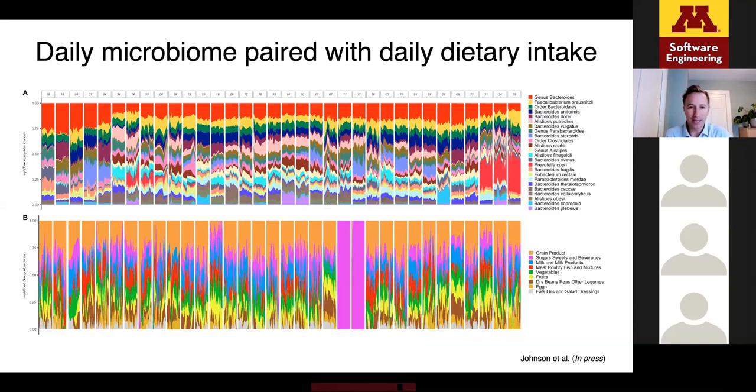And then we collected their diet. Here's just the very highest level of diet. Orange is grain products. Pink is sugars, sweets, and beverages. So what can you learn about people's diets from this visualization?